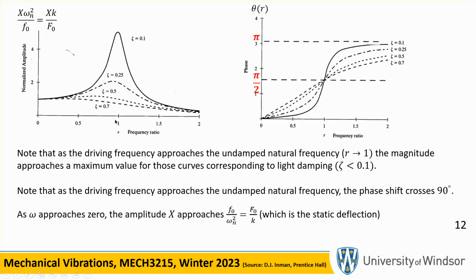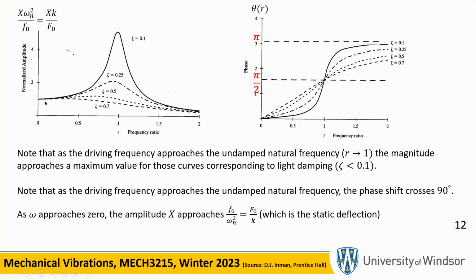Now, when omega is very small compared to omega n, that means r is very small, because r is actually omega over omega n. Small omega, small r. So as we go to the left, the amplitude decreases and it reaches the static deflection. Because notice that as r goes to 0, we are reaching 1 for the amplitude. In other words, this whole thing, xk over f naught becomes 1. And if xk over f naught becomes 1, x becomes f naught over k, which is static deflection.